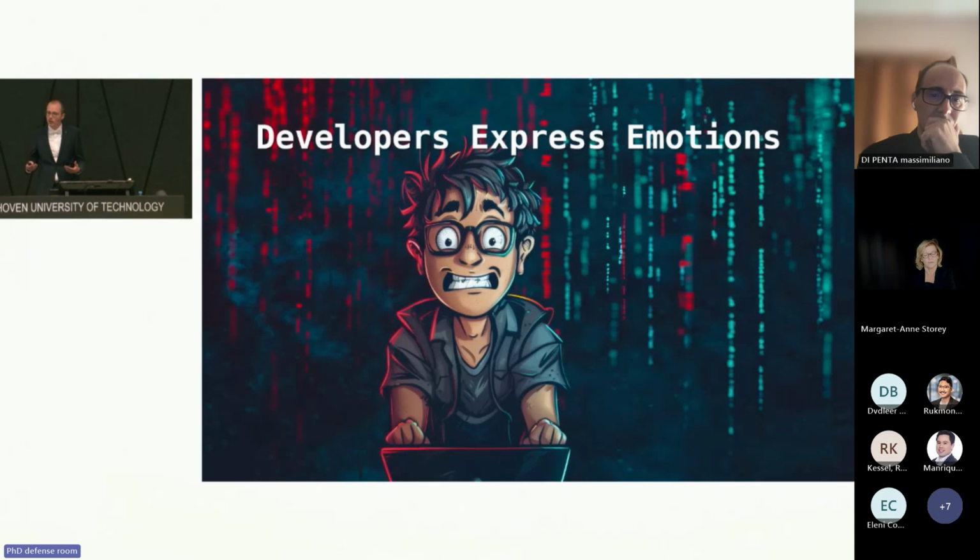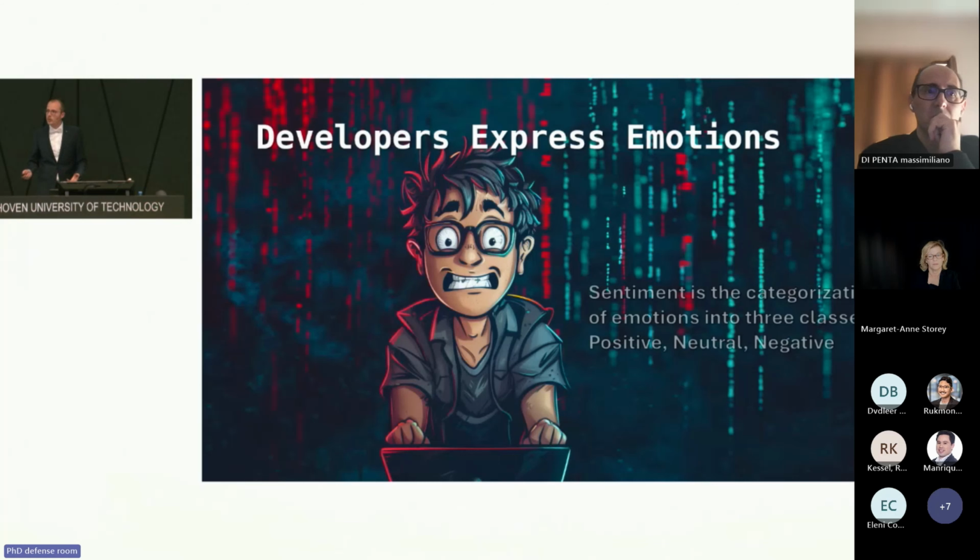There's a lot of scientific theories that are out there on different models of emotions. And what I want to do, for the remainder of this presentation, is use a simplification where we talk about sentiment. And sentiment is a categorization of emotions into 3 broad categories, where you have positive emotions, neutrality, the absence of any emotions, and negativity. So any negative emotions like anger, fear, or sadness.